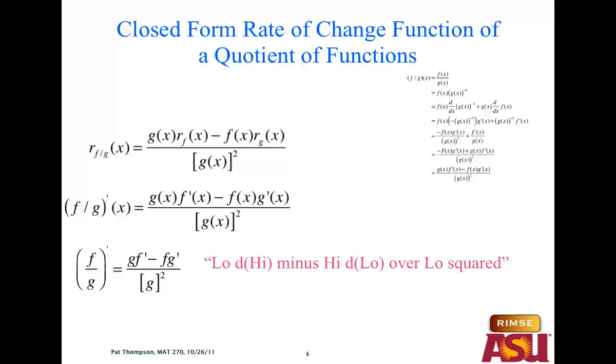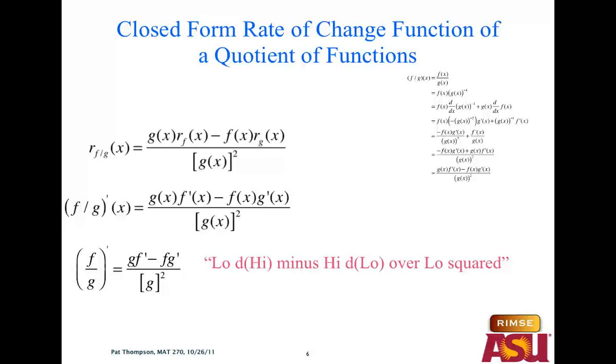And you gotta get it right, because of the minus. Do you want a more musically inclined chant? Sure. Low d high minus high d low, draw the line and square below. Draw the line and square below. Okay?